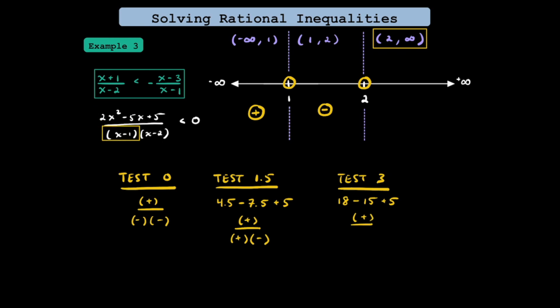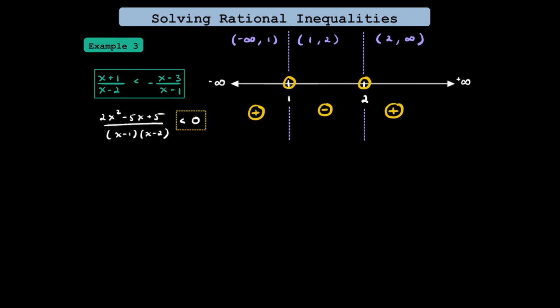Plugging in 3 to this bottom left, 3 minus 1 is 2, which is positive. And plugging in 3 minus 2, which is equal to 1, that's going to be positive on the bottom right. Positive times a positive is positive, and a positive divided by a positive is also going to be positive. Everything in this interval is positive.